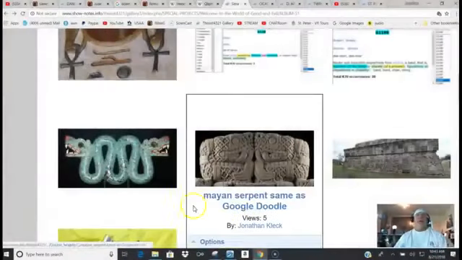Wait a minute. The Vatican is a big serpent that's got, oh my gosh, the creation story right inside the mouth of the serpent. The spirit of Elohim moving over the semen. It's all true. Gets better. Watch. Oh my gosh.